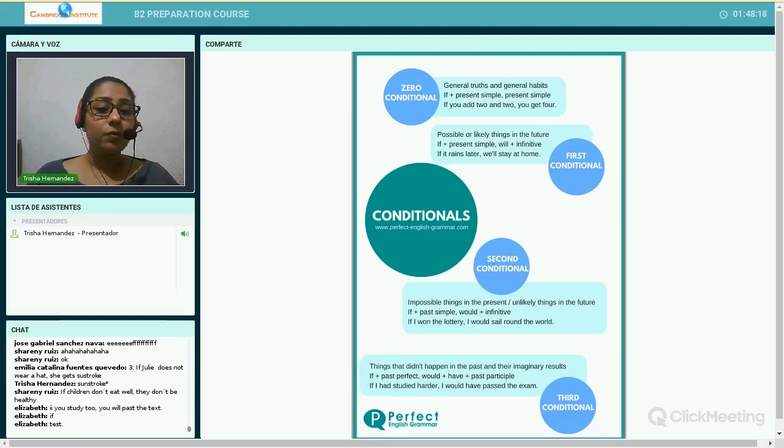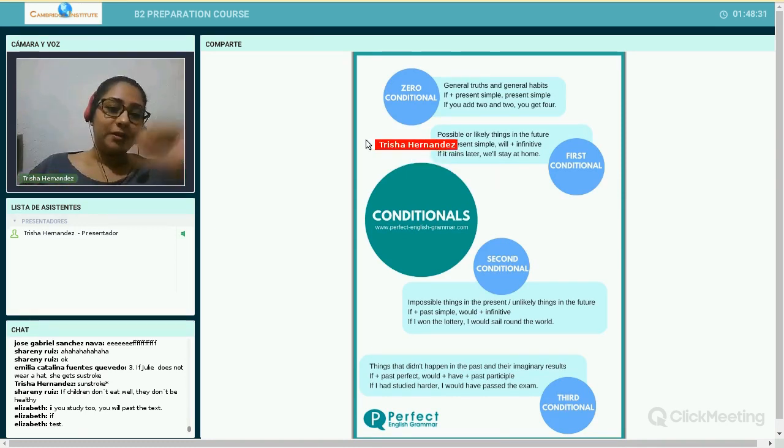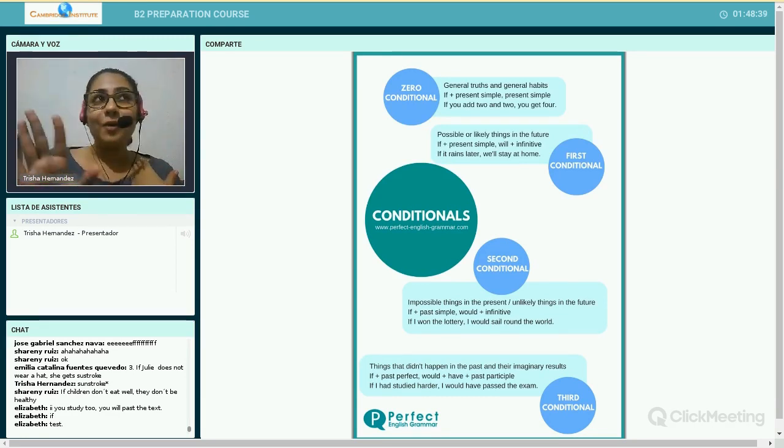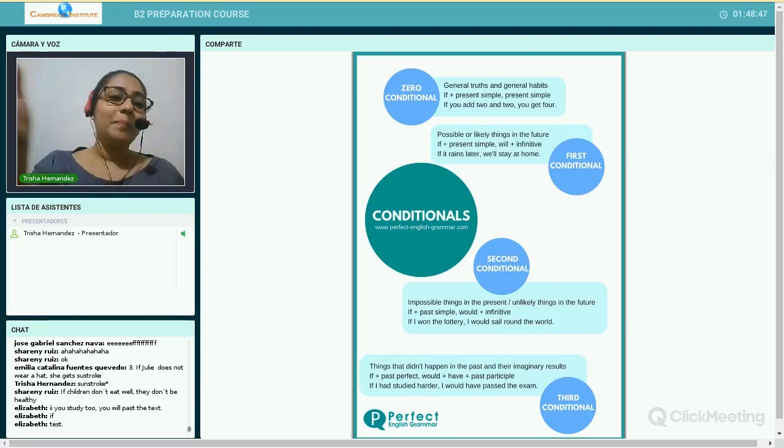Like, for example, if you work hard, you'll get a promotion, because I believe it's possible that you get a promotion because of your hard work. Okay? Of course, possible in the future. Like Elizabeth said, and that's something that I do believe, if you study frequently, I won't say hard, because hard is like day and night. I'm going to say frequently. If you study frequently, you will pass your test.